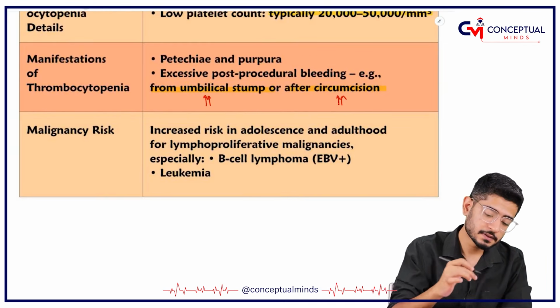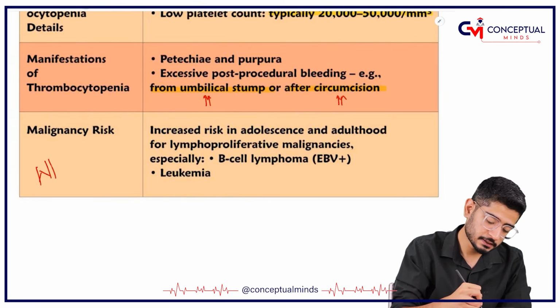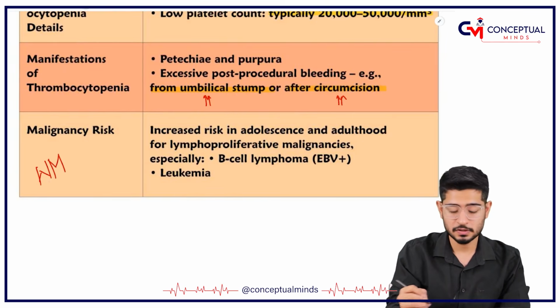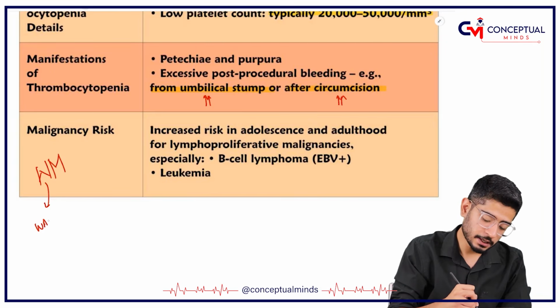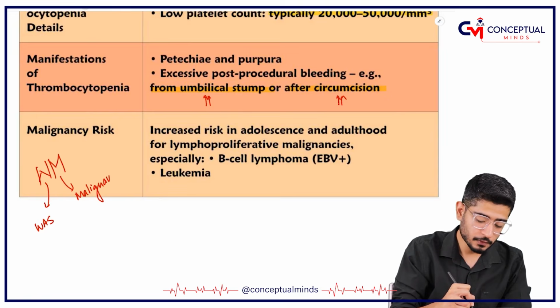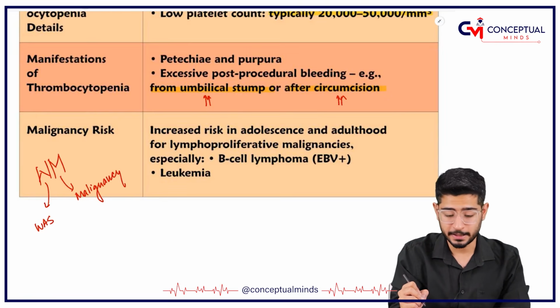Now, I always teach it like this: W and M are mirror images. W for Wiskott-Aldrich syndrome and M for malignancy. So Wiskott-Aldrich syndrome is related to malignancy.